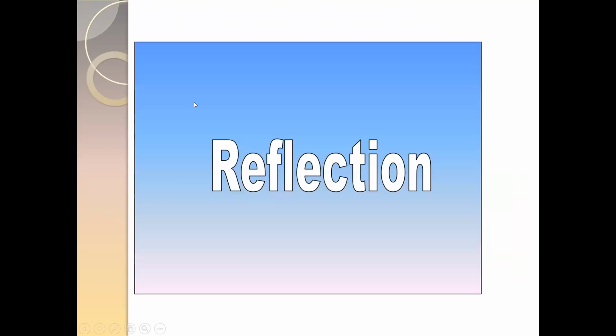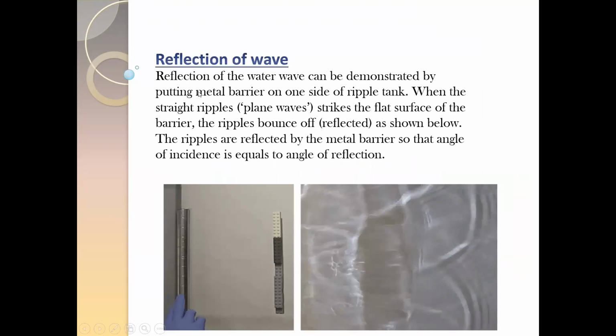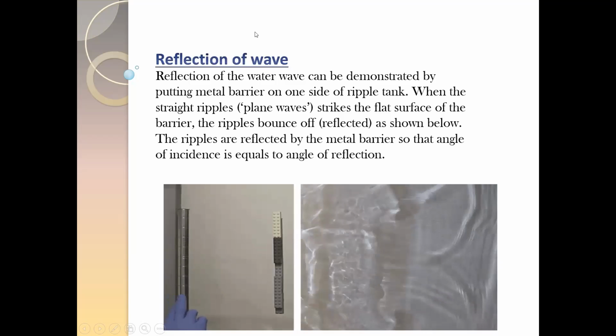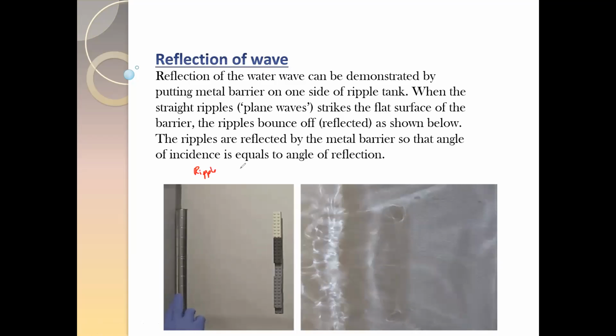The first property of the wave is reflection. What is the meaning of reflection? Reflection means when the waves strike the surface. Look, there are two things. This is a ripple tank, and this is what is happening in a ripple tank. And the second image is what you will see on the screen below the ripple tank.